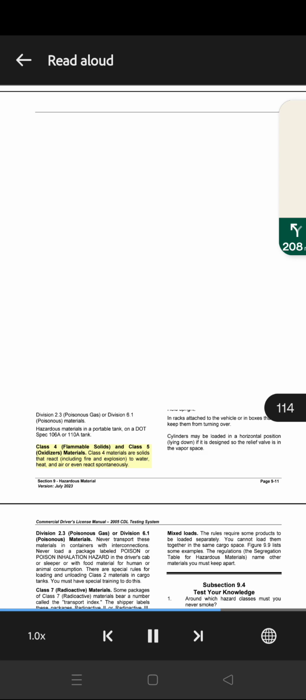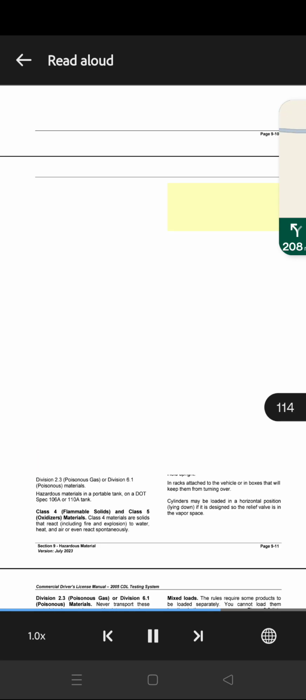Class 4 materials are solids that react, including fire and explosion, to water, heat, and air, or even react spontaneously. Class 4 and 5 materials must be completely enclosed in a vehicle or covered securely. Class 4 and 5 materials, which become unstable and dangerous when wet, must be kept dry while in transit and during loading and unloading. Materials that are subject to spontaneous combustion or heating must be in vehicles with sufficient ventilation.